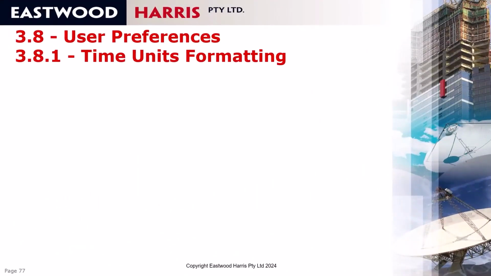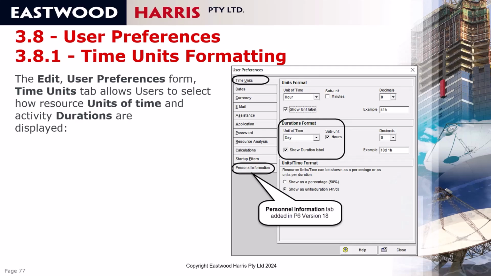So I now want to discuss user preferences time units formatting. The Edit User Preferences Form Time Units tab here allows users to select how resource units per time and duration units are displayed. The duration format is here and the resource formatting is here. You'll find that personal information was added in version 18. You won't have that if you've got an earlier version.